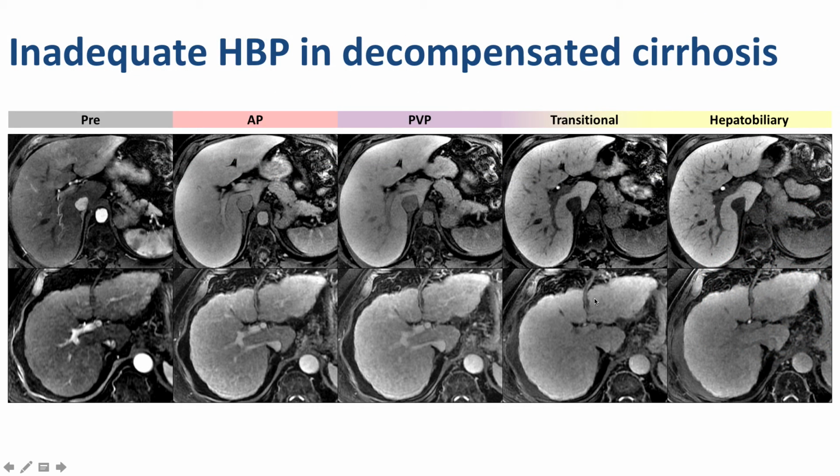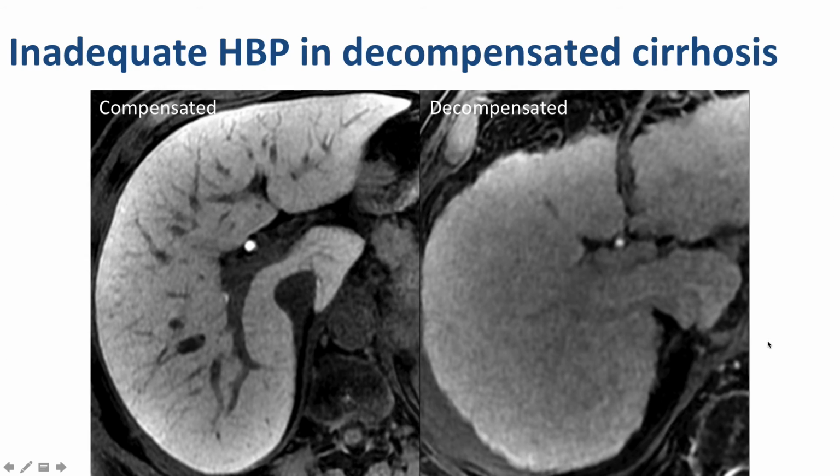Patients with decompensated cirrhosis. Well-compensated cirrhosis, poorly compensated cirrhosis. I showed you this image at the beginning. Well-compensated, poorly compensated. Don't look at the bile ducts. Look at the blood vessels. If the blood vessels are much darker than the liver, then you have good quality images. If the blood vessels are not, this is an inadequate hepatobiliary phase.